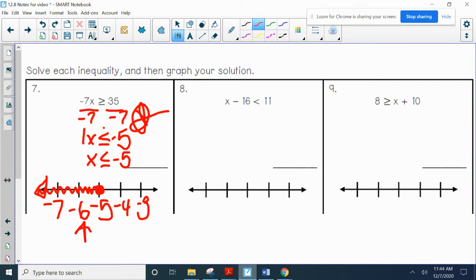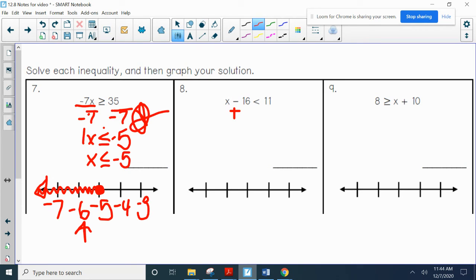Negative 6 times negative 7. Well, 6 times 7 is 42. A negative times a negative is a positive. So negative 7 times negative 6, that's our check, equals 42. And 42 is greater than or equal to 35. Awesome. All right, so let's go ahead and do 8 and 9.